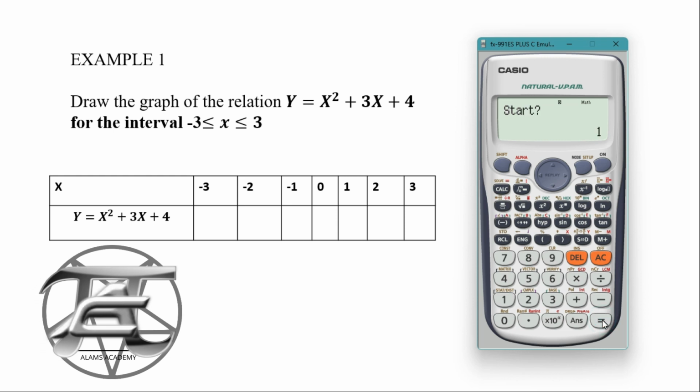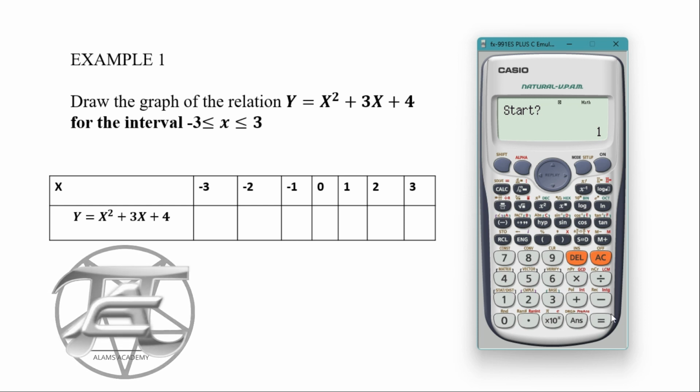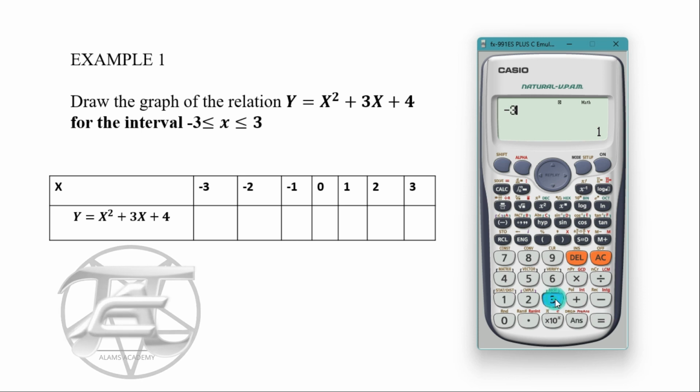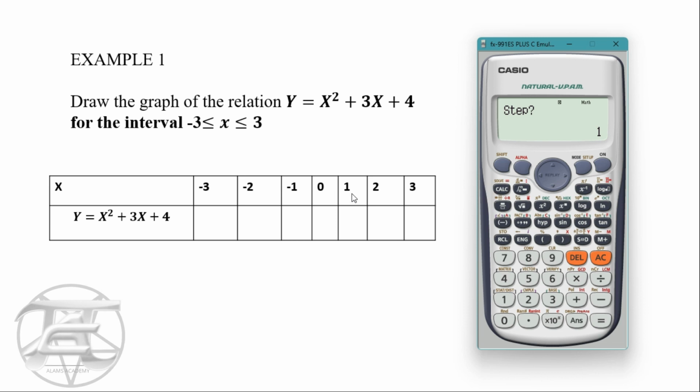Now the interval is starting from -3, so you enter -3. And the end point is +3, so you enter +3. Now the step: you realize that the difference between 0 and 1 is 1, then 1 and 2 is 1. So the intervals are 1, 1. That's the meaning of the step. So I key inside 1. Then you press the equal sign. Now the calculator calculates the whole thing for you.